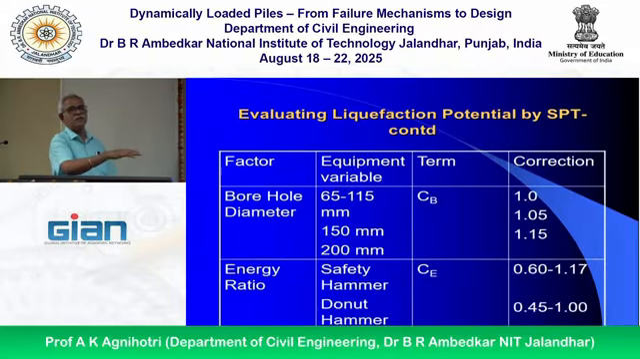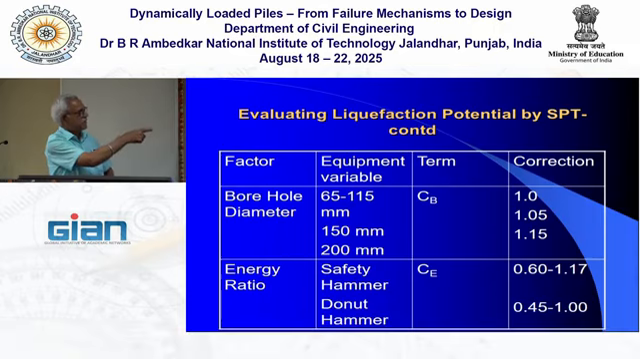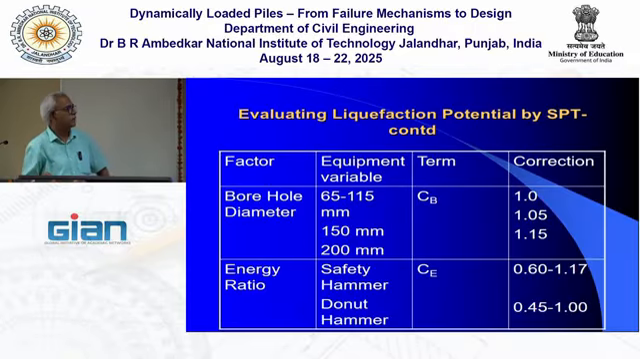For other corrections, this table is used. For borehole diameter correction, if the diameter is 65 to 115 mm, then the correction factor is 1. For 150 it is 1.05. For 200 mm it is 1.15. Similarly, the energy ratio for safety hammer, for donut hammer, depends on which hammer is used. Accordingly, for different types of hammers, these correction factors are applied.